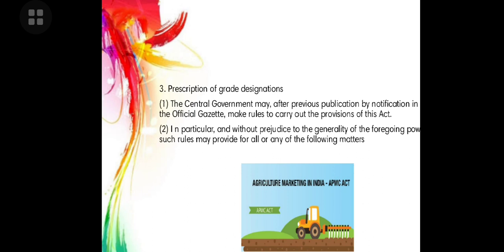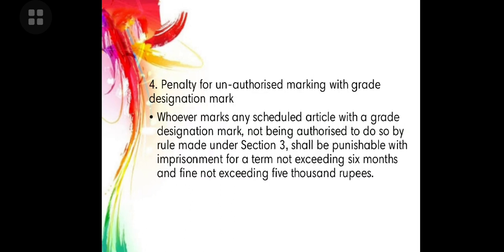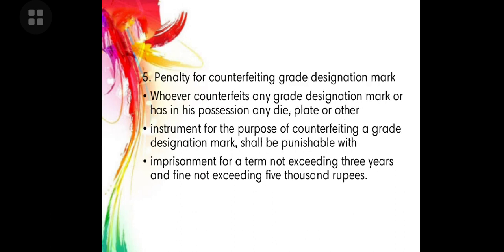Prescription of grade designation. The central government may, after previous publication by notification in the Official Gazette, make rules to carry out the provisions of this Act. Penalty for unauthorized marking with grade designation mark. Whoever marks any scheduled article with a grade designation mark, not being authorized to do so by rule made under Section 3, shall be punishable with imprisonment for a term not exceeding 6 months and fine not exceeding 5,000 rupees.